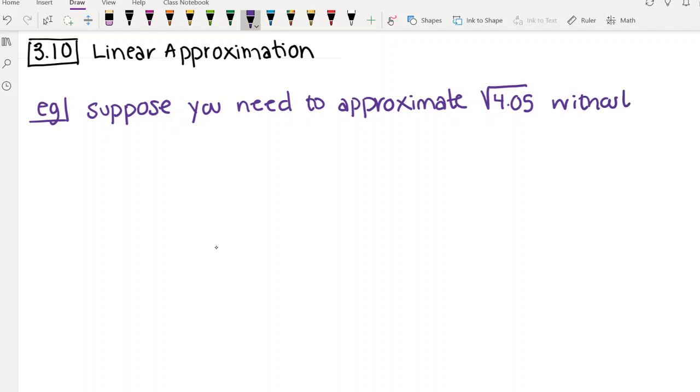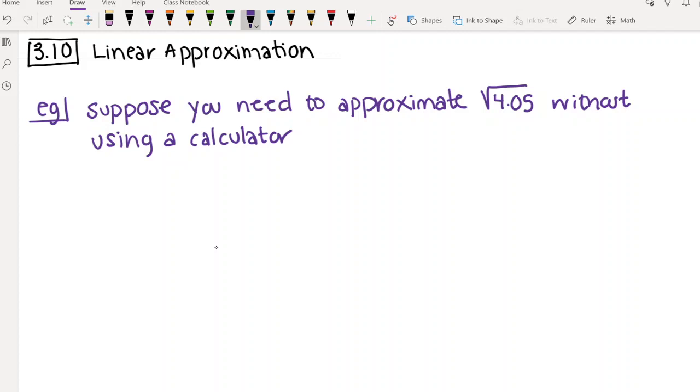So square roots are not the easiest thing to approximate, right? You might try to estimate a number. You might say, okay, it's a little bit more than 2, because the square root of 4 is 2. So maybe you guess 2 point something and you square that number over and over. You could probably eventually find an answer that seems okay. But there's another way to do it.